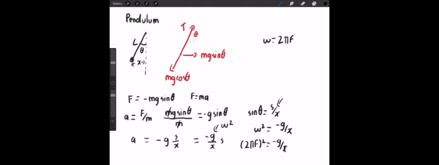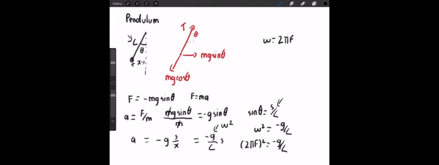Sorry, that's not x, is it? I've just realised I made a mistake. That should be L. I wasn't paying attention. s over L, that's this L up here. So change that. Hopefully you would have spotted that. But we're ending up with (2 pi f) squared equals minus g over L.